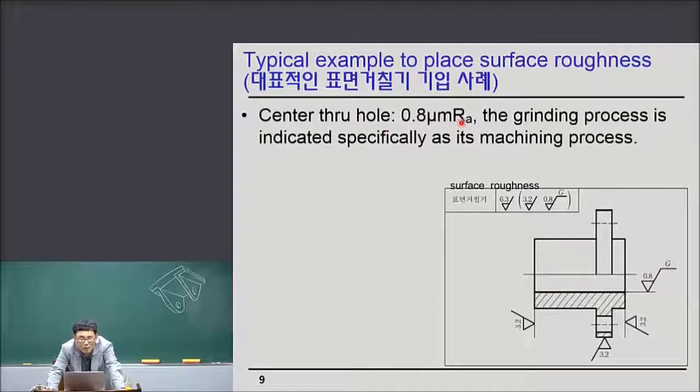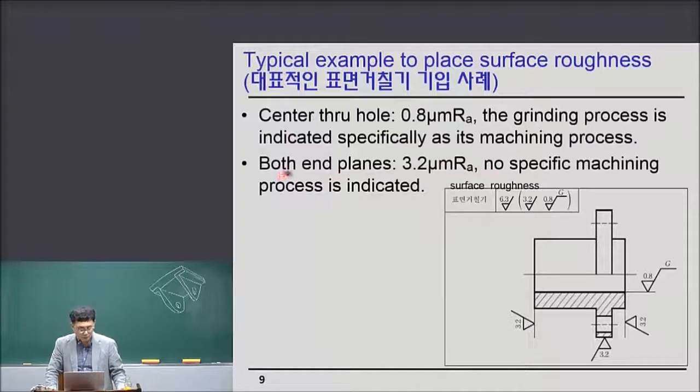0.8 micron Ra. The grinding process is indicated specifically as its machining process, right? So the center through hole surface is 0.8 micron Ra, and both end planes are 3.2 and 3.2, so 3.2 micron Ra. No specific machining process is indicated, so you may use milling or grinding.